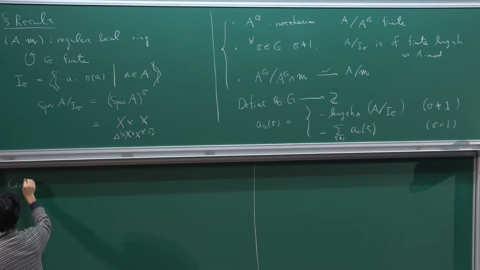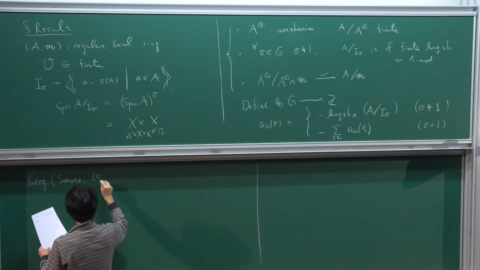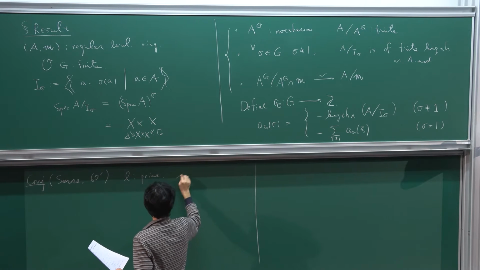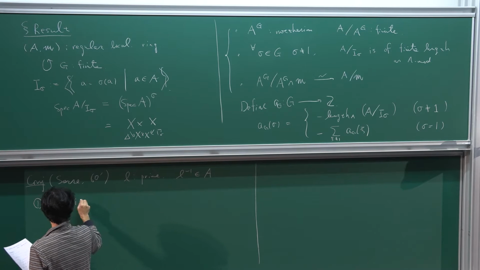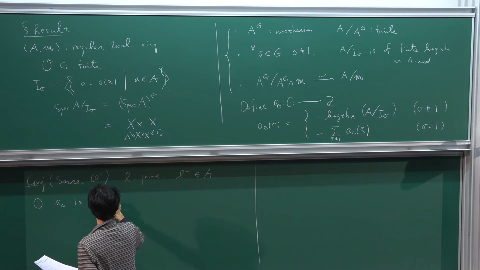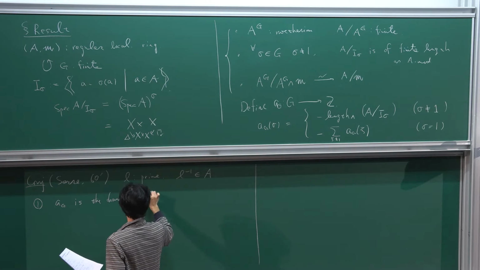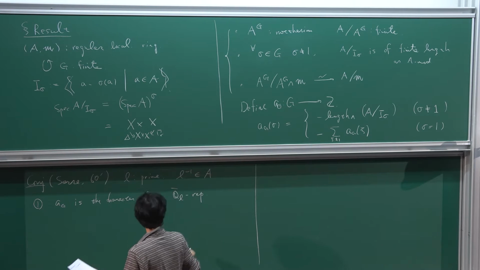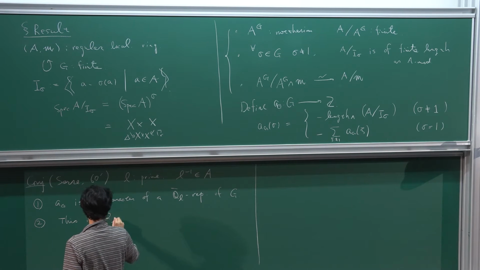Conjecture, a rather old and minor conjecture of Serre, in 1960, I think. So let's fix some prime number l which is invertible in A. Then first of all, a_G is a character of a Q_l-bar representation of G, of course. And secondly, this is Q_l rational.